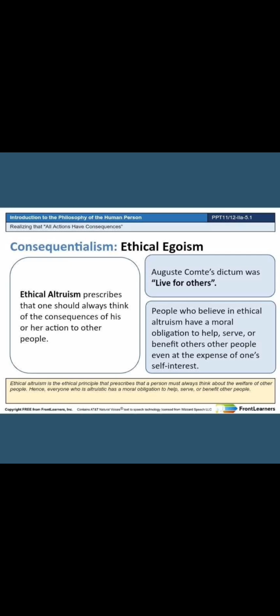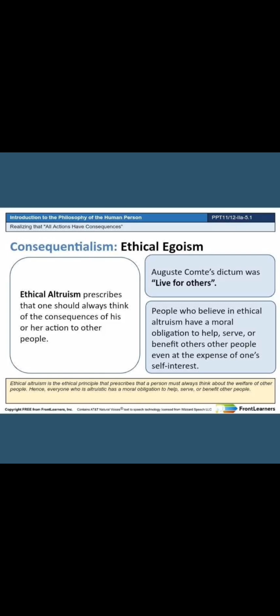Consequentialism: ethical altruism. Ethical altruism prescribes that one should always think of the consequences of his or her action to other people. Auguste Comte's dictum was "live for others." People who believe in ethical altruism have a moral obligation to help, serve, or benefit other people, even at the expense of one's self-interest.